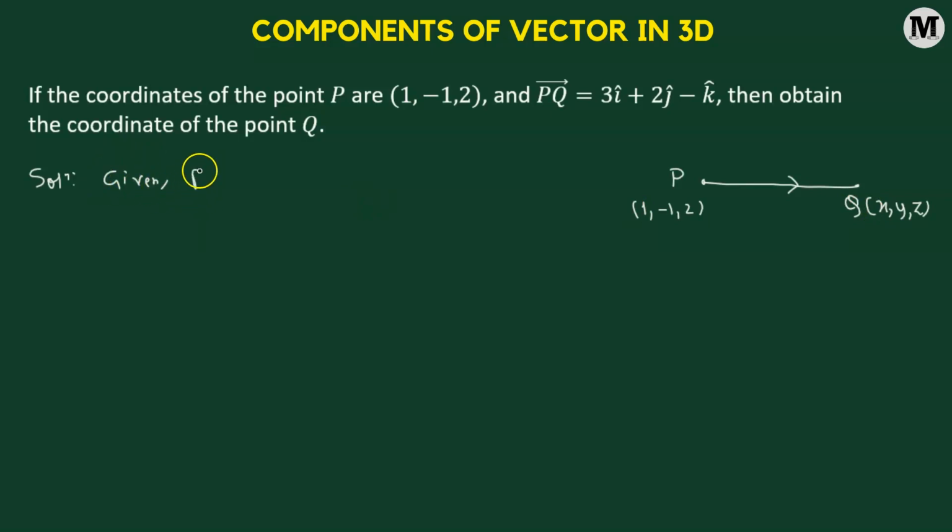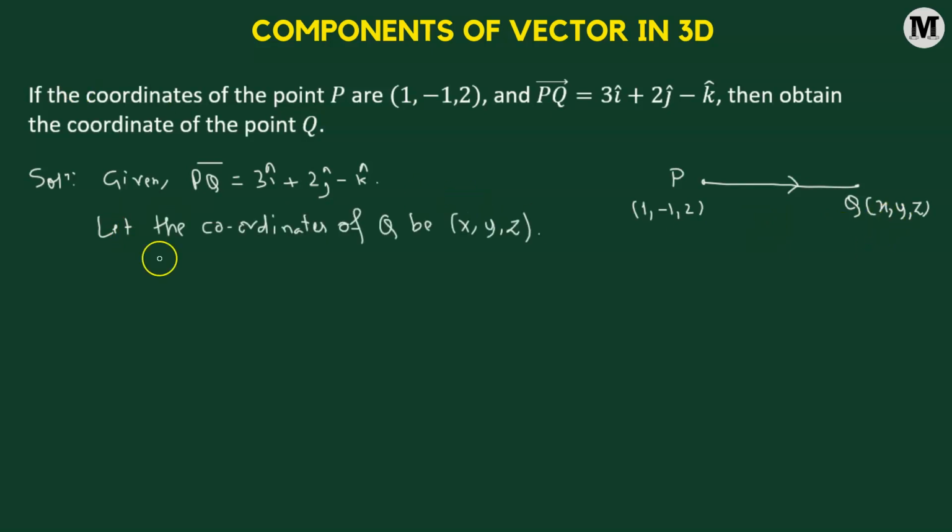So in this problem, we are given the vector PQ, which is 3i cap plus 2j cap minus k cap. And we are also going to consider the point Q having coordinates x, y and z. This implies that we can define PQ vector as the difference of the x coordinate times i cap added to the difference of the y coordinate times j cap added to the difference of the z component times k cap.